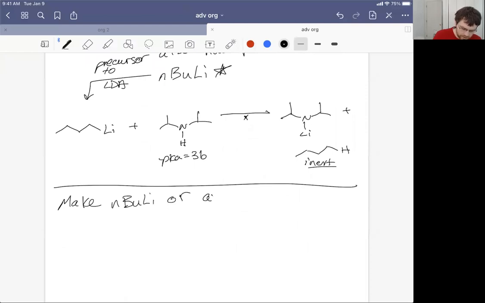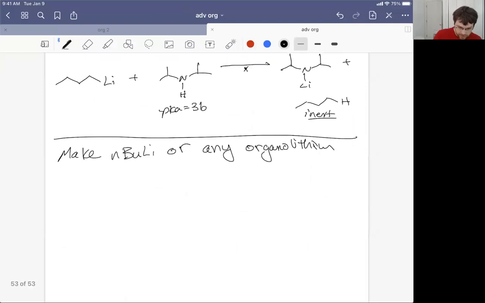And this applies to any organolithium. We're actually going to talk about this in more detail in the following lecture, but I'll just mention it now. If you recall, when you have a Grignard reaction, what we would do is start with a haloalkane and add a metal to it, and the metal would replace the halogen atom. The same thing happens here.